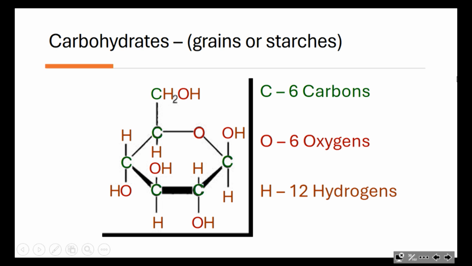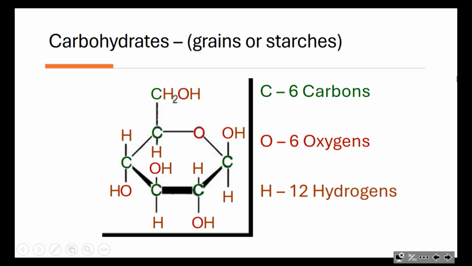And the reason we say that is that it has the same ratio of hydrogens and oxygens that water does. So what's the chemical equation for water? H2O. It's twice as many hydrogens as there are oxygens. And you can see here that the same thing is going on. In this example, this is glucose. We have 6 carbons, we have 6 oxygens, and we have 12 hydrogens. So we have twice as many hydrogens as we do oxygens, just like we do in a water molecule.